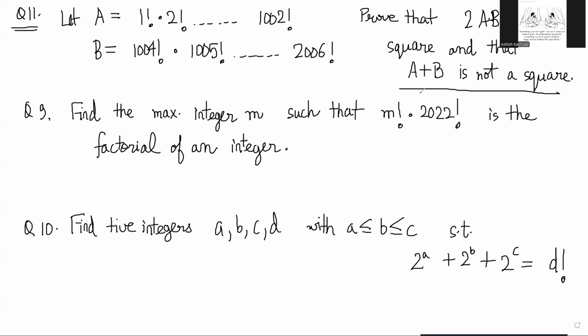This is the question. a and b are given. You have to prove that 2ab is a square and a plus b is not a square. So these four problems you can try. We will discuss the solutions once you guys are back. And after that, I have one more topic which is about tables and games in number theory. So after your camp, we'll do the tables and games topic. And then we will move on to other topics like geometry or algebra.